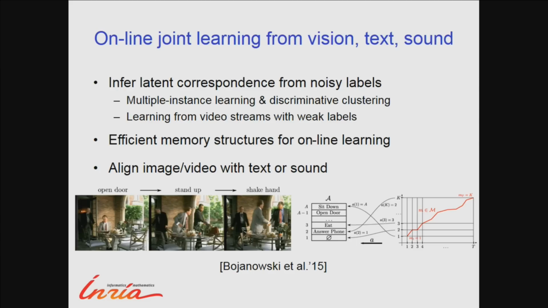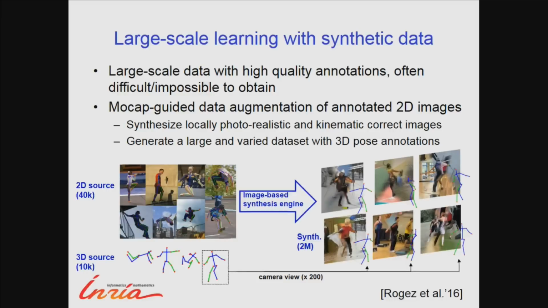And so basically the difficulties here are how to infer the latent correspondence from noisy labels. So you mentioned before, you can use multiple instance learning, discriminative clustering. And one approach, for example, which we have developed recently, is to align images and videos with sound and text to really find the corresponding structures, align that, and learn what kind of matches are in the collection. And then another very promising avenue, which people have started to currently explore. So this is our recent approach we developed recently. It's going to be published at NIPS.